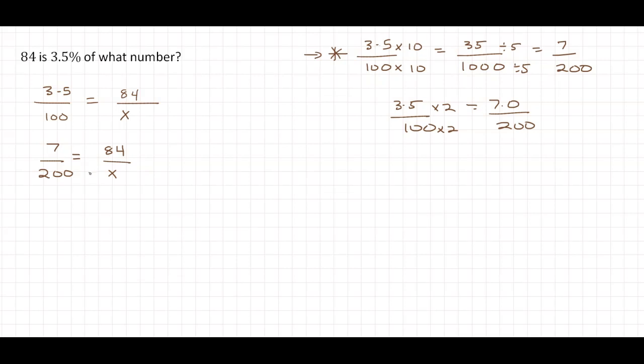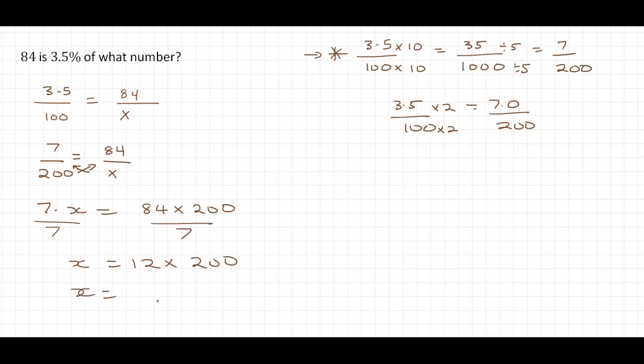So now we're going to do our cross product right here. So 7 multiplied by x equal to 84 multiplied by 200. So we're going to divide both sides by 7. And then 84 divided by 7, if you know your multiplication tables, that should give you 12 multiplied by 200. So therefore, x is 12 multiplied by 2 is 24. Then we add the 2 zeros to the end. So therefore, 84 is 3.5% of 2,400.